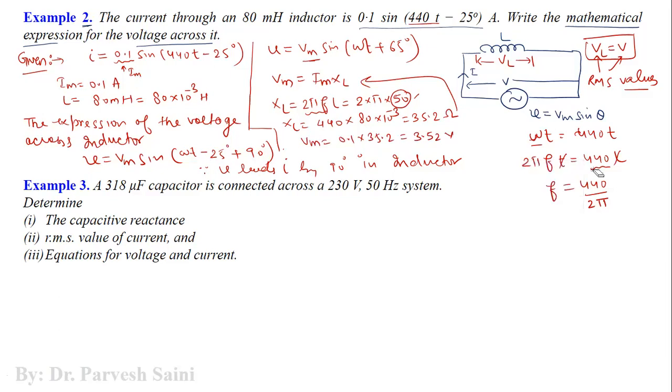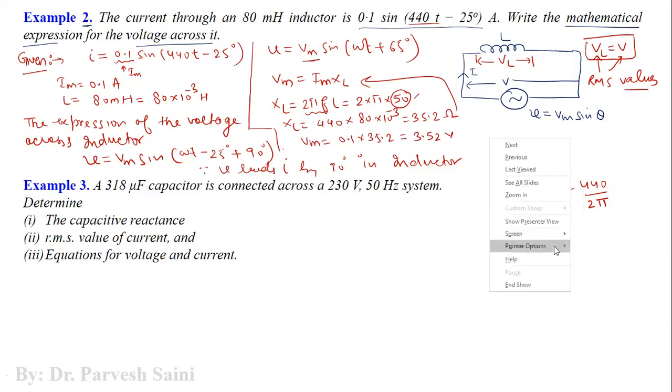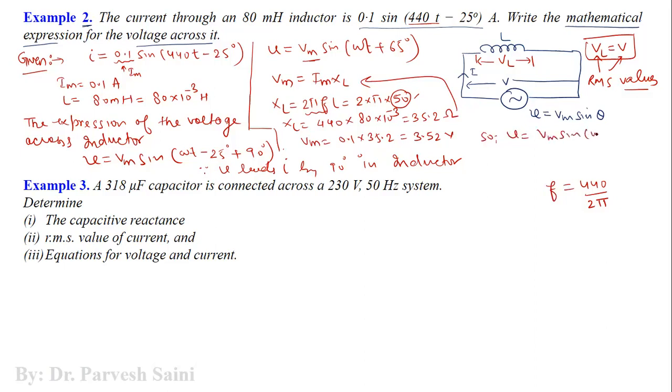Hence the equation for the voltage will be obtained by substituting the value of Vm in the equation given above. So V is equal to Vm sine omega t plus 65 degree, which is equal to 3.52 sine omega t plus 65 degree. So this is the answer for this particular question. This is how you can find the answers for such type of questions.